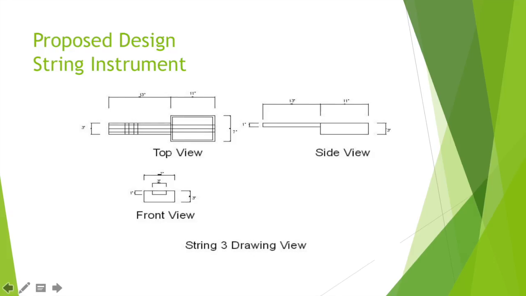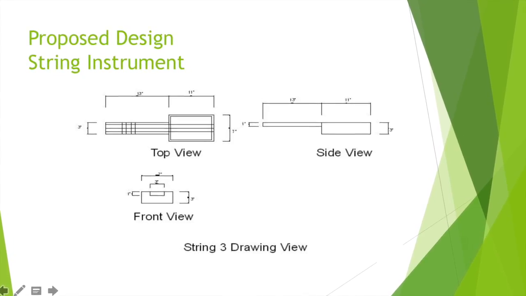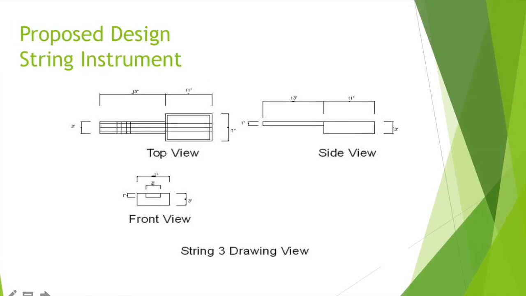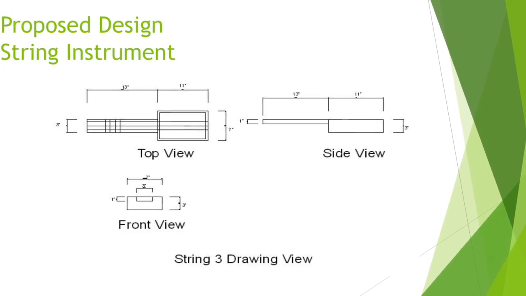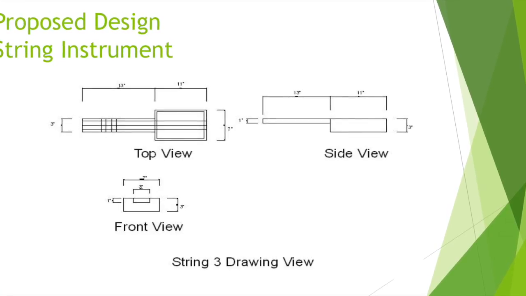Now to talk about the proposed design for the string instrument, here is Joshua Koob. My name is Joshua Koob. I'll be going over string instruments. As you can see, this is my 3 drawing view of my string instrument. It has a neck that's made out of wood, which is 13 inches long, and a base made out of a plastic container, which is 11 inches long.